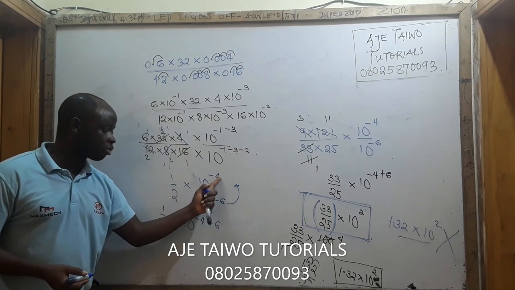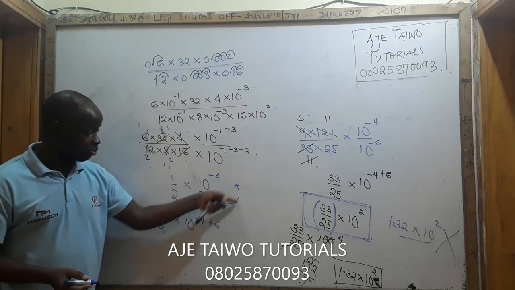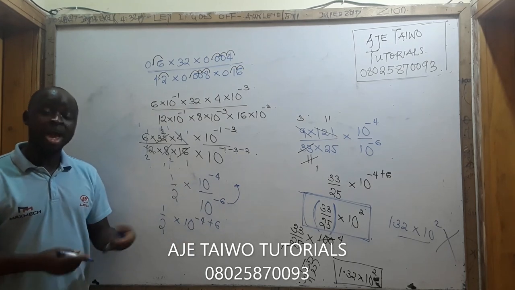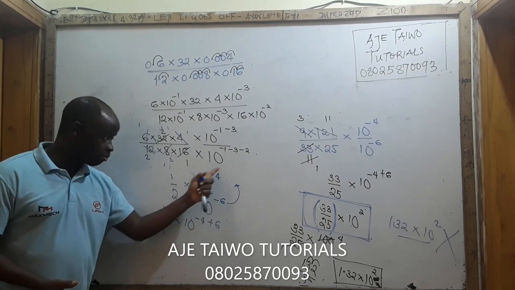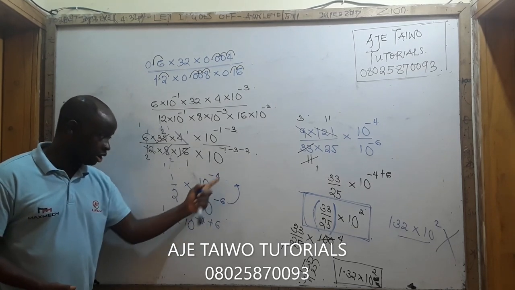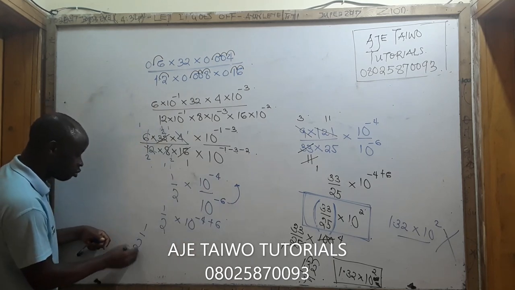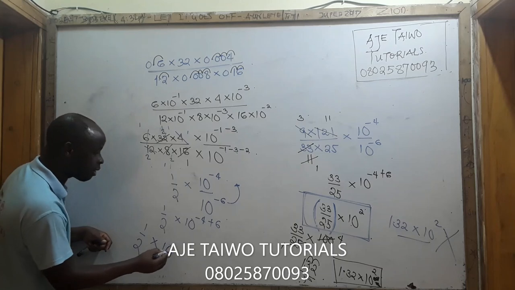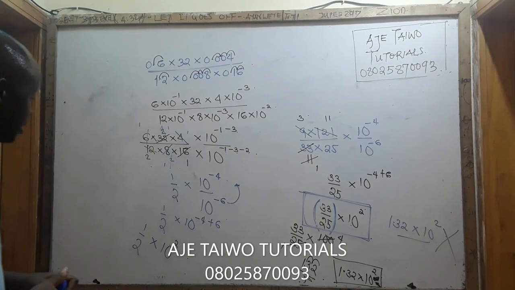When it goes to meet this one, it becomes plus. Even if minus 4 comes down, it becomes plus 4. Whoever is going where, the sign must change. If this must go up, if it's minus, it becomes plus. If it's plus, it becomes minus. So now I have 1 over 2 times 10 raised to power 2. Now, again, this is another test for you.